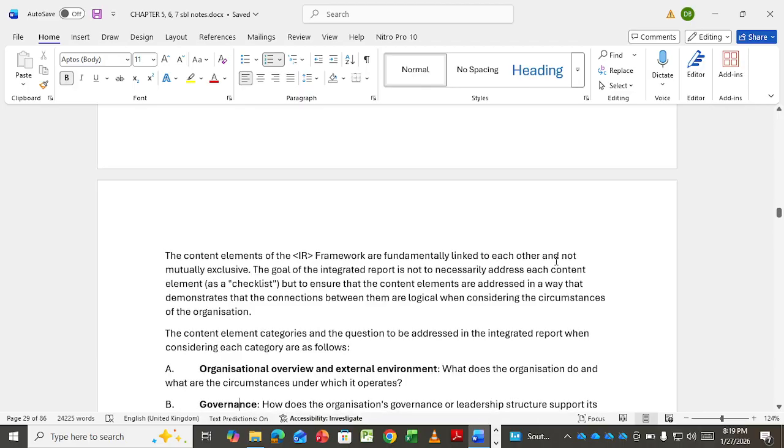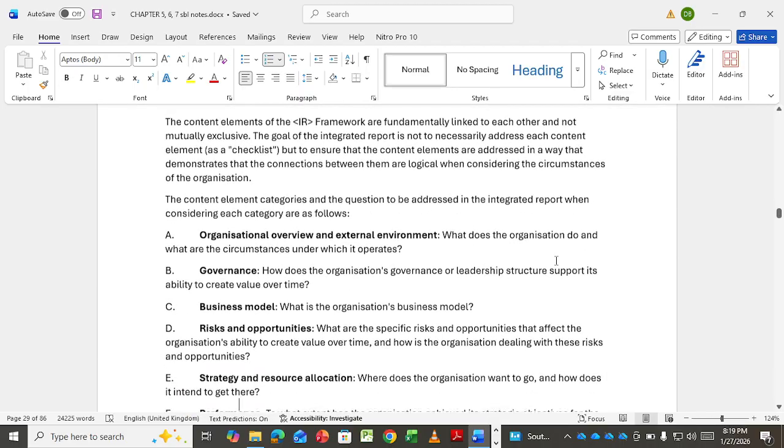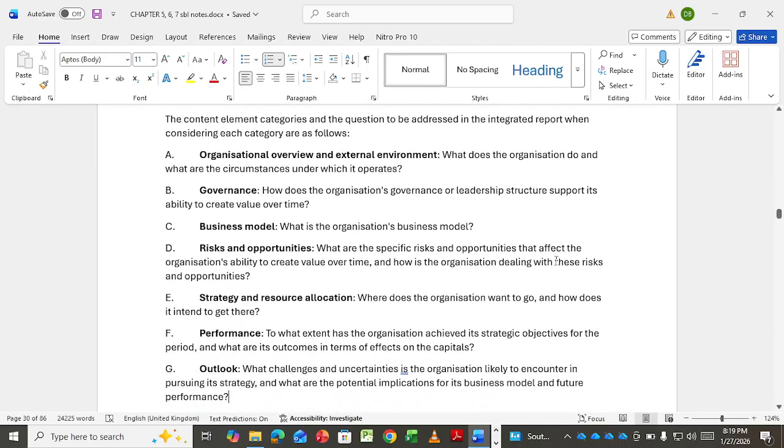So some of the things that you could include are stated here, but you could also include more. You could include the organizational overview and external environment, how you're relating with the external environment. You could include corporate governance. What governance are you having in place? What committees could you be having in place? What are the roles? Those could come under the organization's governance and the leadership structure.